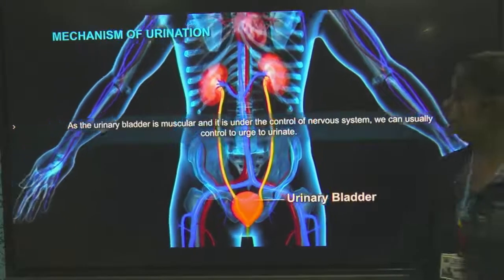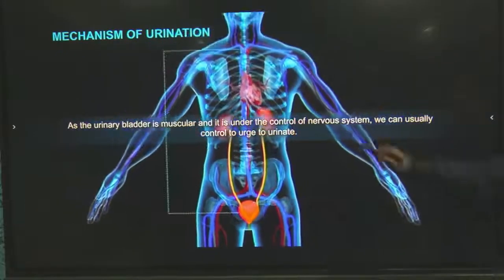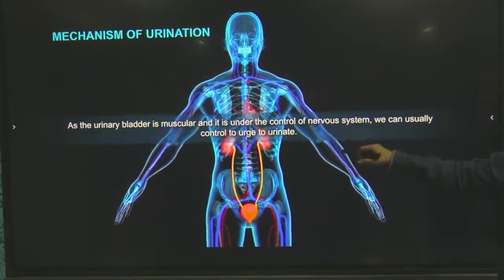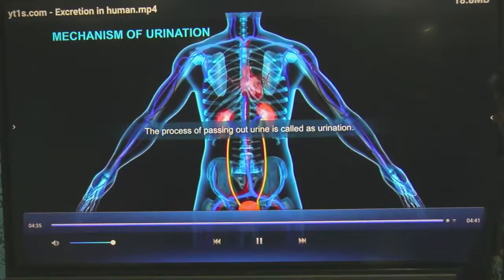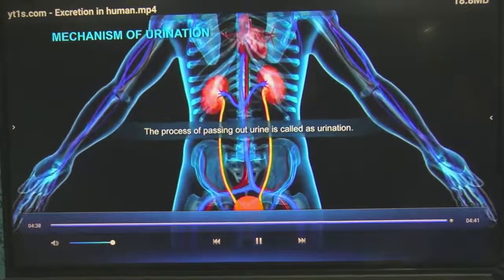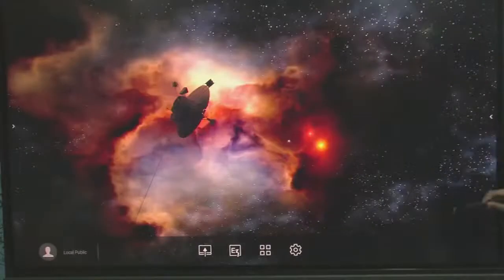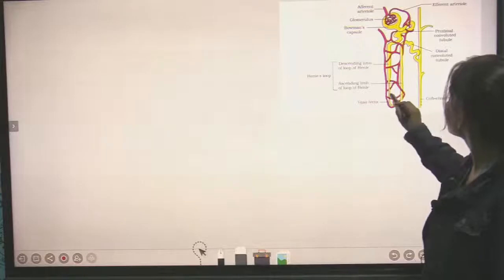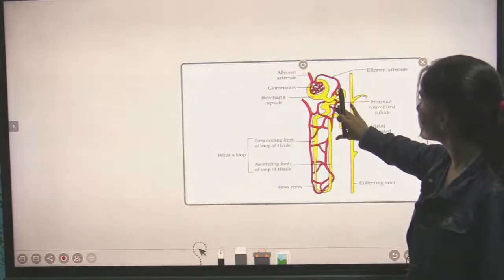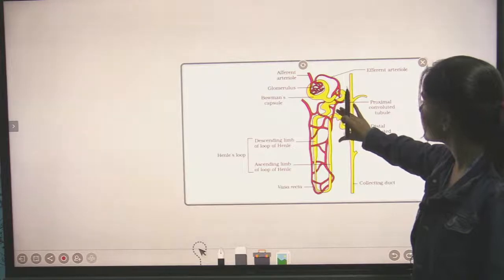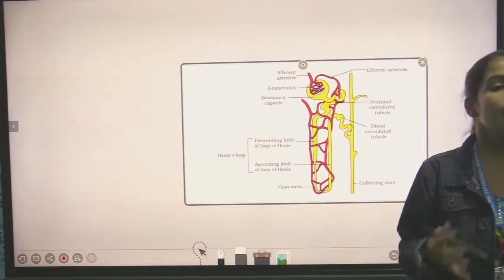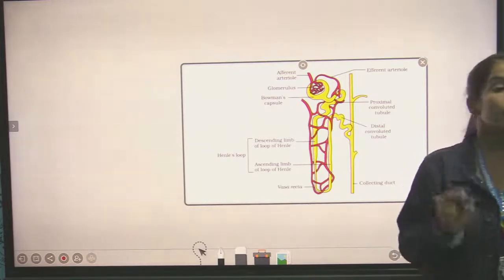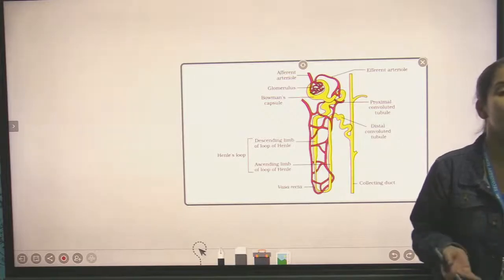The urinary bladder is muscular and is controlled by the nervous system. We can usually control the urge to urinate. The process of passing out urine is called urination. Yes, class, so what is urination? The process of passing urine is called urination. The urinary bladder is a muscular organ that is under the control of our nervous system.